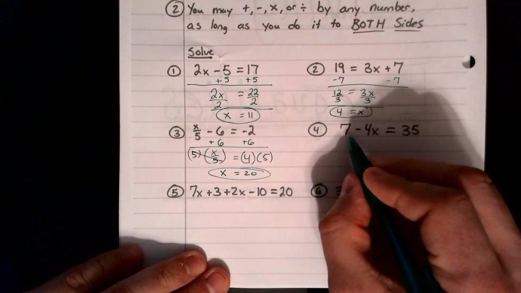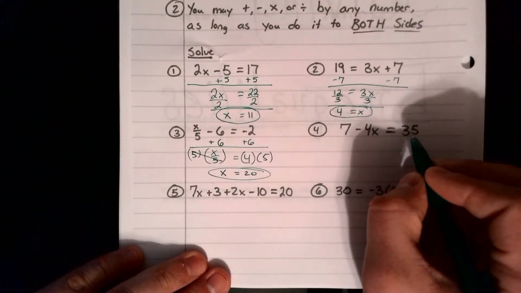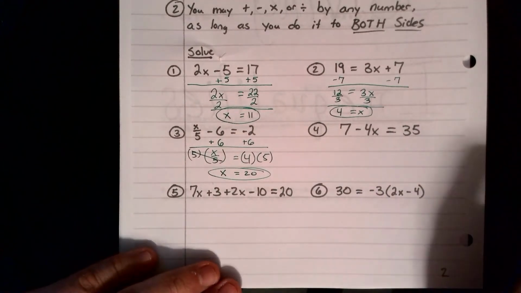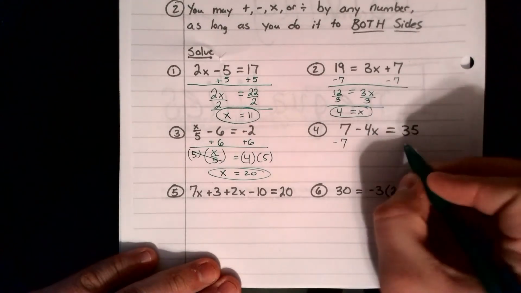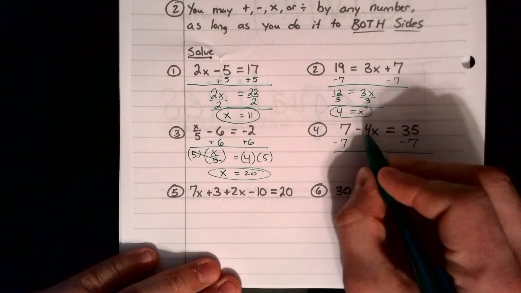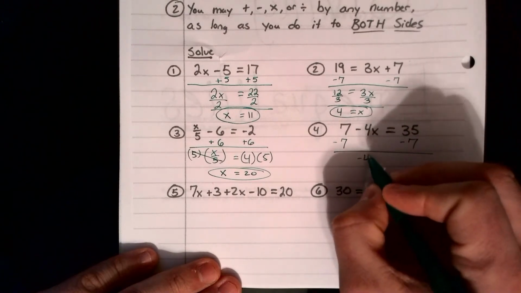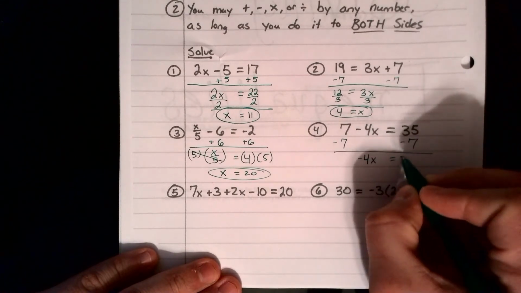Number 4, 7 minus 4x equals 35. This is one people commonly get wrong, so we're going to start by taking away 7 from both sides. Don't forget to bring down your negative sign with this 4x. We get negative 4x equals 28.